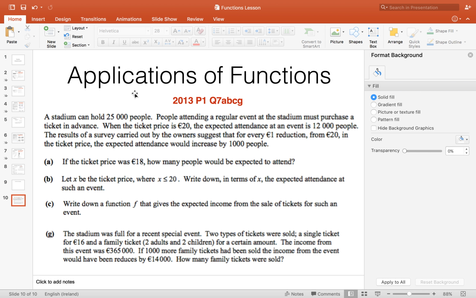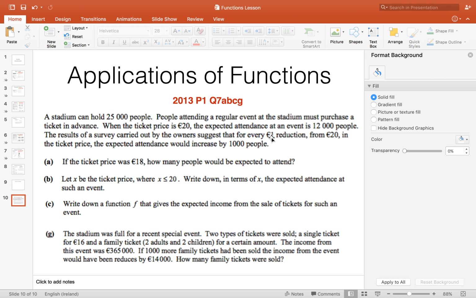This is an applications question. Let's look at the key information. A stadium can hold 25,000 people. People attending a regular event must purchase a ticket. When the ticket price is €20, the expected attendance is 12,000 people. So €20 for a ticket, 12,000 people.